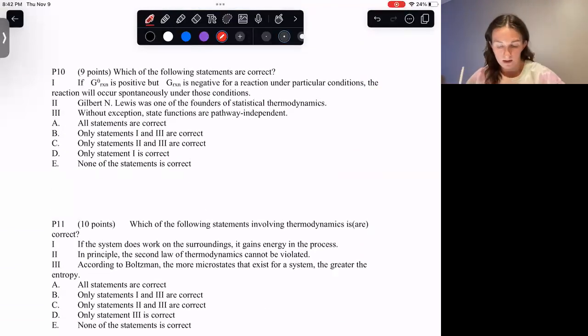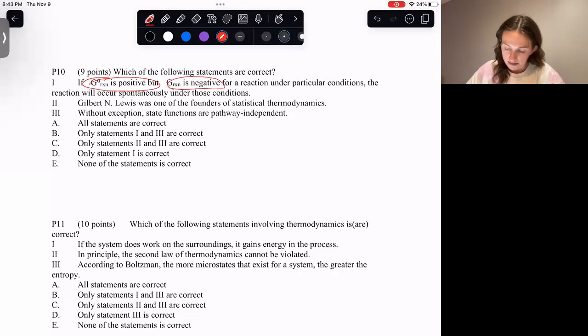Okay. So for question 10, we're going to still consider these all just true false questions and see what sticks, essentially. So for statement 1, we said if delta G naught of the reaction is positive, but delta G of the reaction is negative for a reaction under particular conditions, the reaction will occur spontaneously under those conditions. So how this reads is saying your standard conditions is positive, but these non-standard conditions are negative.